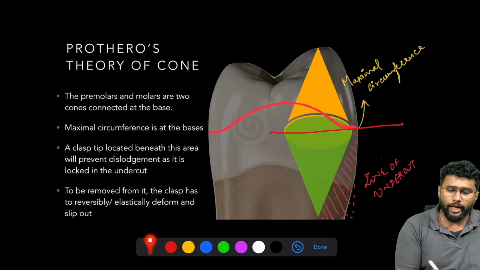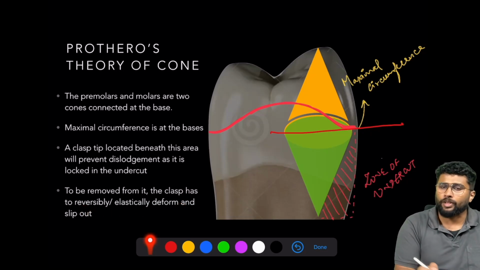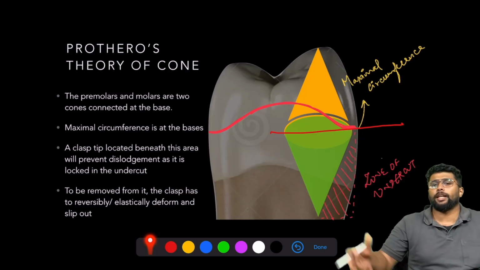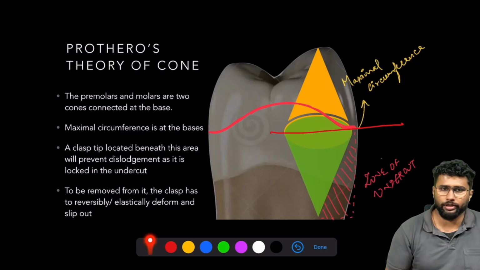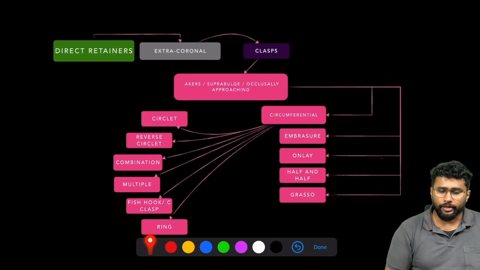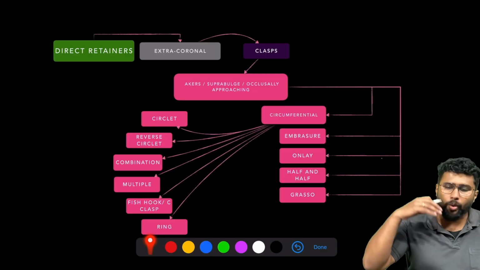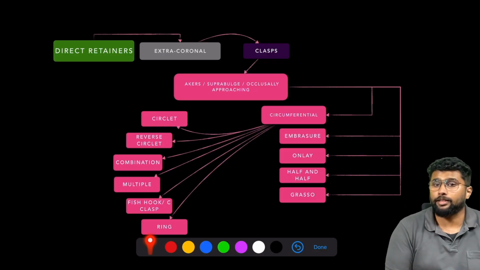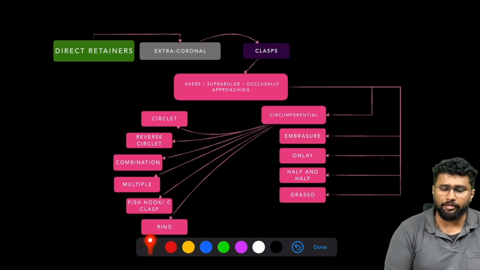So for a partial to be removed, the clasp has to be reversibly or elastically deformed and slip out from the undercut so that the partial might be removed. Now, since you know that, let us go into the basic structure or the basic design of the clasps themselves.